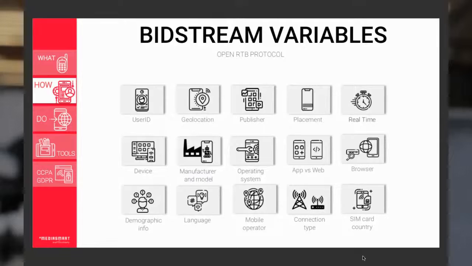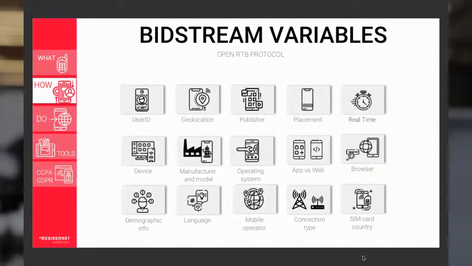We have the device type. We have the manufacturer and the model. We have the operating system. We have whether this ad is going to be displayed on an app or on the web, on a mobile browser. And if it is on a mobile browser, what type of browser it is.